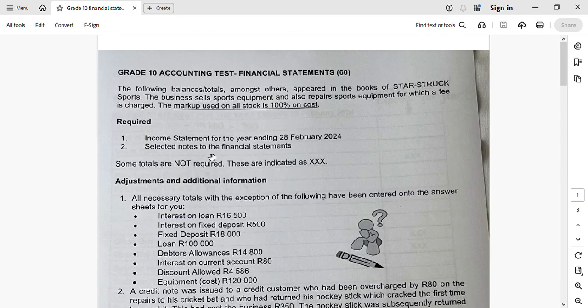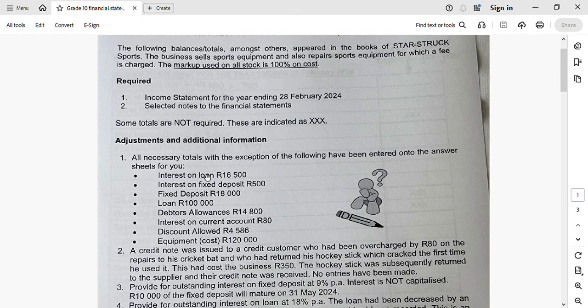There's going to be quite a bit of scrolling up and down here as we work through the adjustments and going to the answers, so please bear with me. And then they do tell you that some totals are not required, and these are indicated as XXX. So if you were doing the adding up, do not add up those totals. Okay, number 1, all necessary totals with the exception of the following have been entered on the answer sheets for you. Okay, let's go through those.